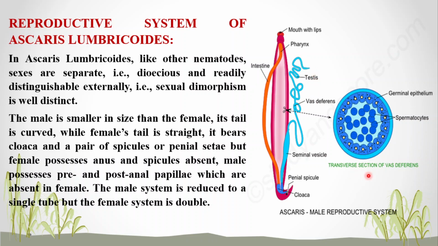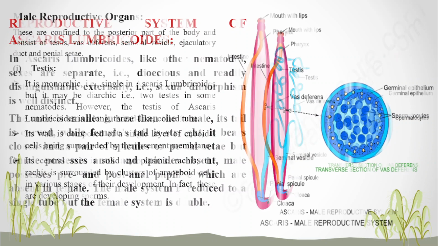A transverse section of vas deferens is shown here. In this transverse section, see the germinal epithelium. The outermost is the basement membrane, which is encircled with the germinal epithelium. This germinal epithelium generates the spermatocytes or mature sperms. So this is all about the male reproductive system.